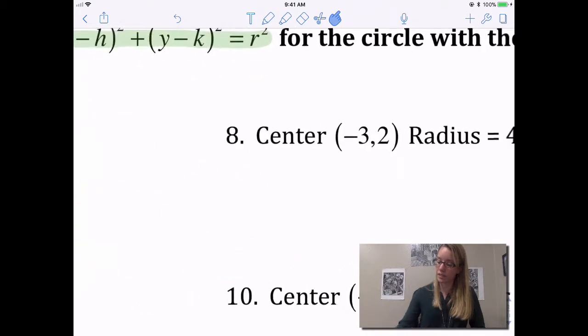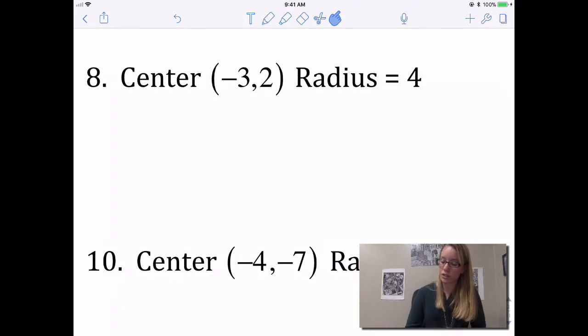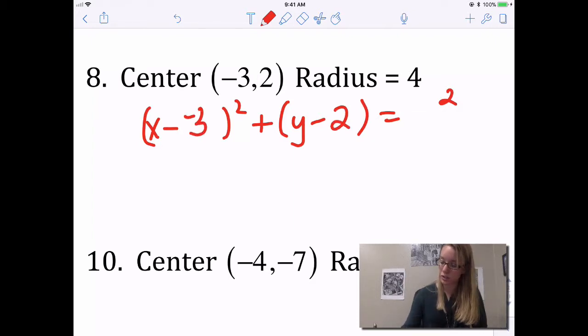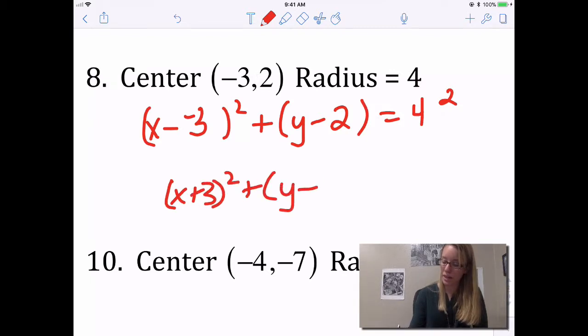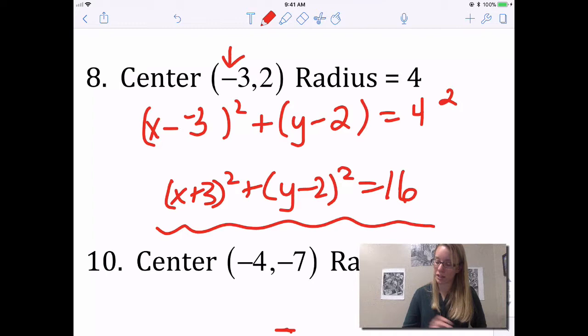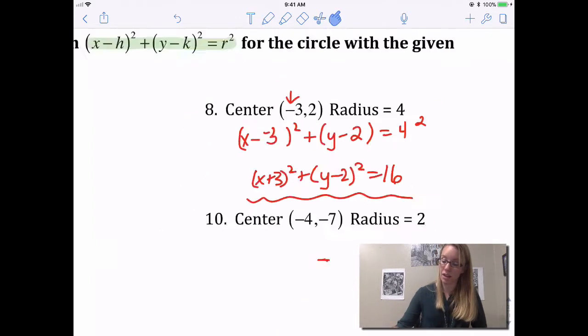Okay, so we'll keep going on these. My center is negative 3, 2. My radius is 4. So I've got x minus h squared, y minus k squared equals r squared. So I get a negative 3, a 2, and a 4. So I get x plus 3 squared, y minus 2 squared equals 16. So hopefully that makes sense why when we have a negative, we're going to flip it, because minus a negative actually does give you a positive. I need you to go all the way to the point where it's simplified in order to have a good final answer.